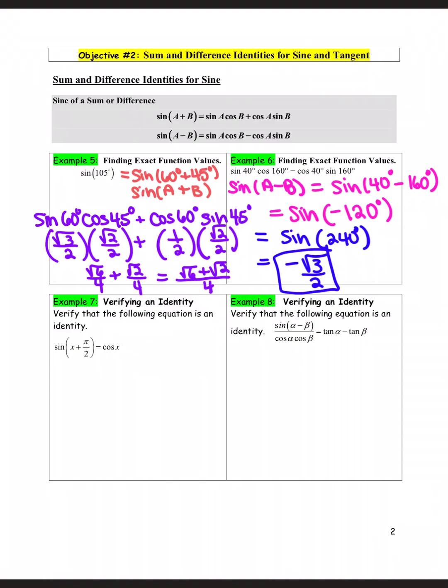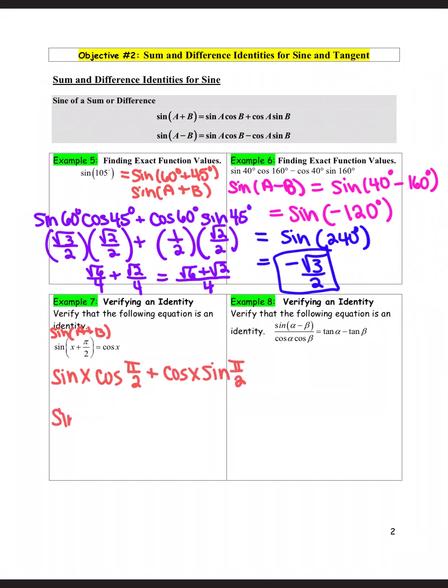Example 7, we're going to verify sine of x plus pi over 2 is equal to cosine of x. So here we have sine of a plus b. So our a is x and our b is pi over 2. So we have sine of x cosine of pi over 2 plus cosine of x sine of pi over 2.